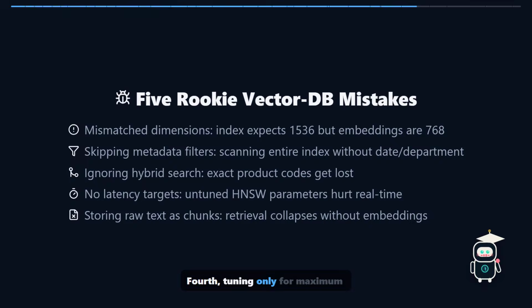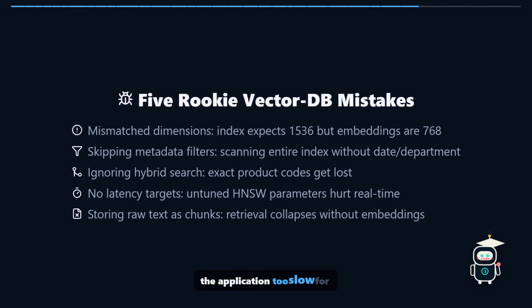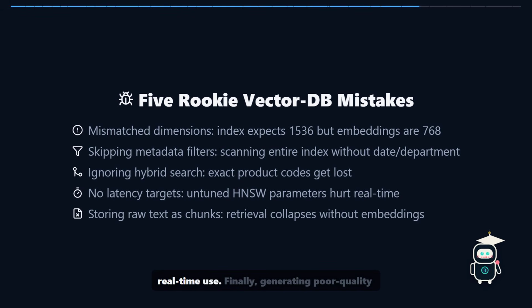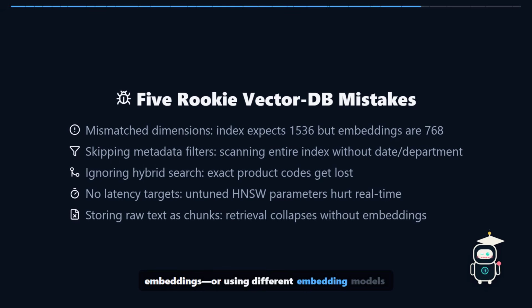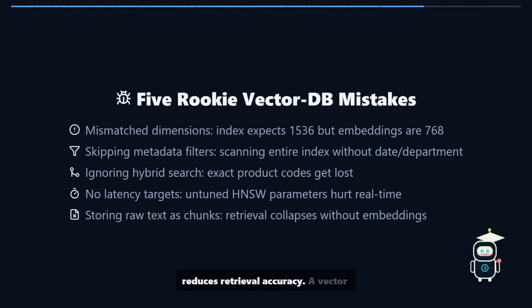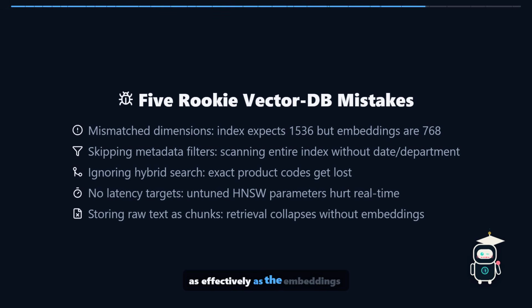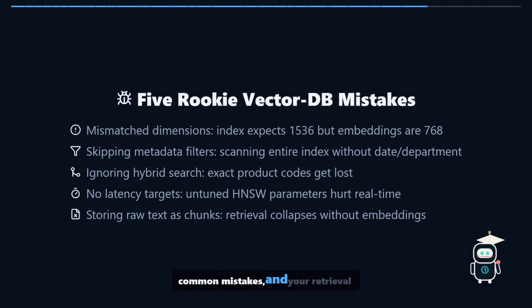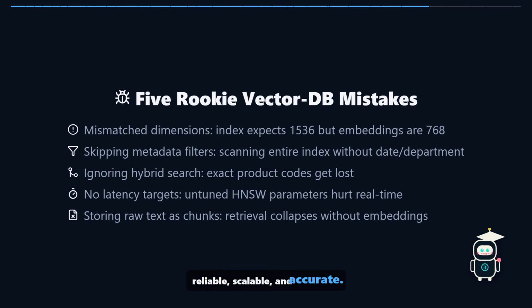Fourth, tuning only for maximum recall while ignoring latency, making the application too slow for real-time use. Finally, generating poor quality embeddings or using different embedding models for indexing and querying, which dramatically reduces retrieval accuracy. A vector database can only retrieve information as effectively as the embeddings stored inside it. Avoid these common mistakes, and your retrieval pipeline will be far more reliable, scalable, and accurate.